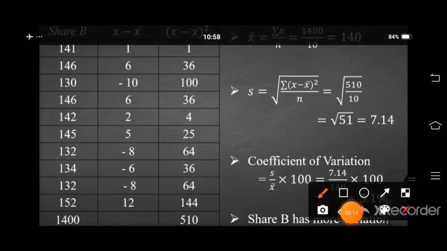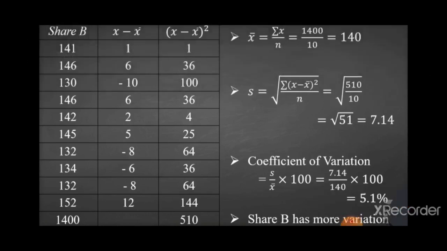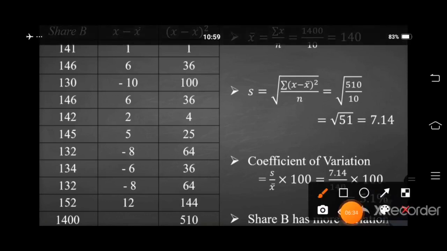First find out the mean. For finding the mean, the formula is mean equals sigma x upon n. So the total of the first column is 1400, the number of observations is 10, divided by 10, our mean is 140. For finding the standard deviation S, we need sigma (x minus x bar) whole square.